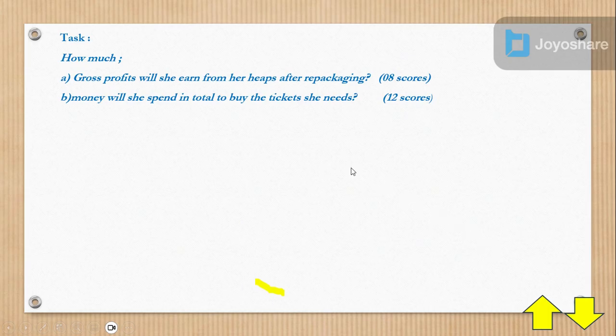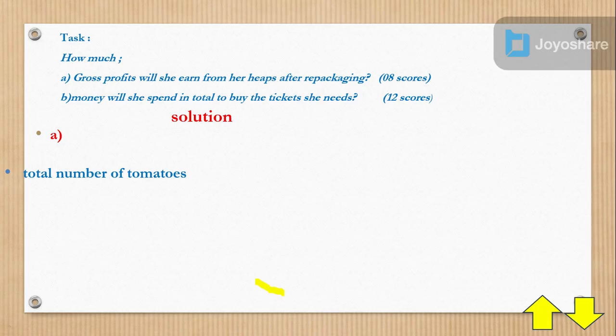All right, good. So let's see how we can now get this answered. Let's start now with part A. How much gross profit will she earn from her heaps after repackaging? Let's start off. So first, let's begin by finding the total number of tomatoes.